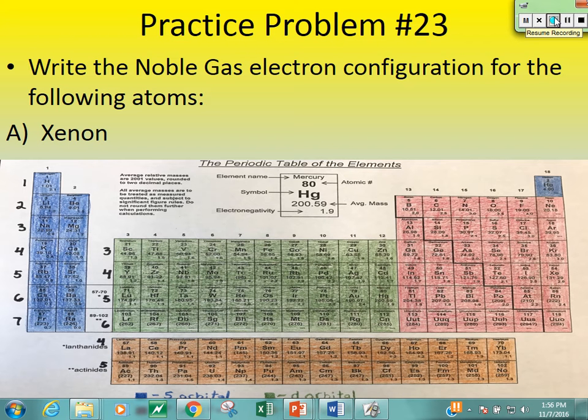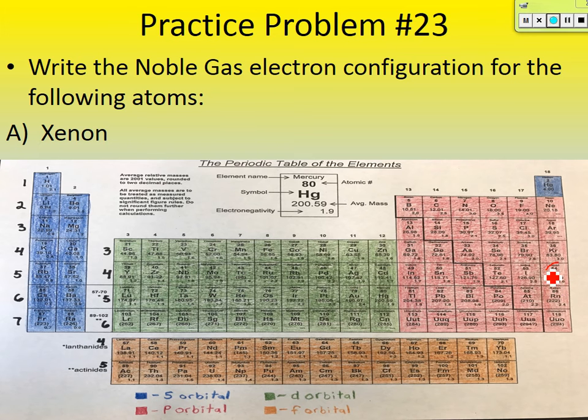Okay, so xenon. Let me point out where xenon is. Xenon's atomic number is 54, and so it's right here on the periodic table. Now, good question. Can you just put xenon's symbol in brackets and circle it? No. Even if it's a noble gas, you have to use the preceding noble gas. So what's the preceding noble gas to xenon? Krypton. Kr has got to go in brackets.